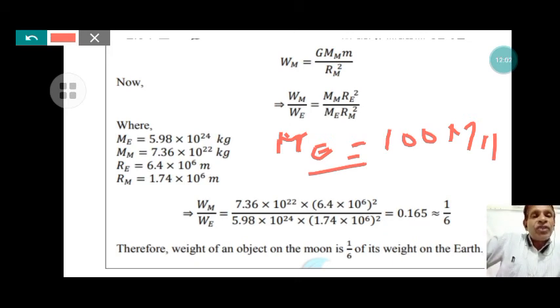W_m is the weight on the moon, and W_e is the weight on the earth. If we calculate here, we get 1/6. So the weight of an object at the moon is equal to 1/6 of the weight of the object on the earth. Here we get the actual value. And if we roughly express it in terms of the mass of the earth and the mass of the moon, we also get the same value.